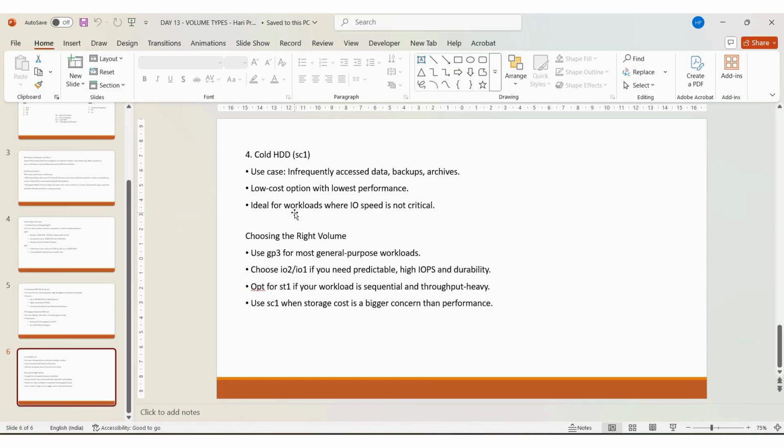And in the summary table: GP2 and GP3 are balanced SSD, IO1 and IO2 are high performance SSD, ST1 is throughput optimized HDD, and SC1 is cold HDD. This is called the volume types.